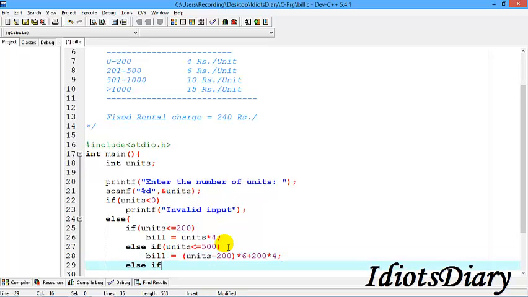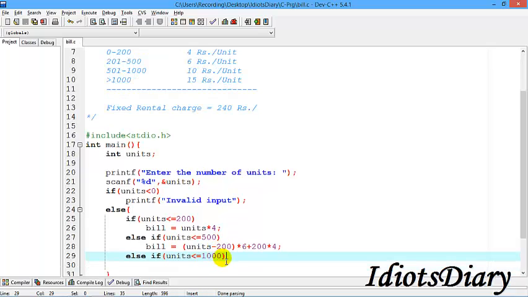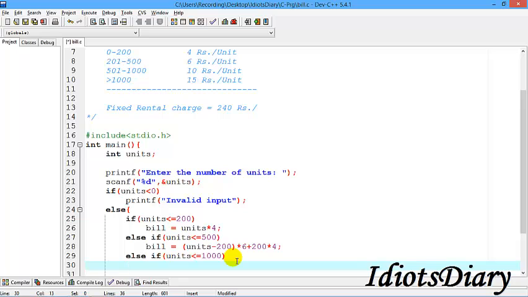If this condition is false, then you need to check another checkpoint, that is units is less than or equal to 1000, and if this condition is true, that means you have used more than 500 but less than 1000 units. Now you need to calculate how many units you have used over 500 by the expression units minus 500. This expression calculates how many units are used over 500, and over 500 each unit costs 10 rupees, so we multiply by 10.